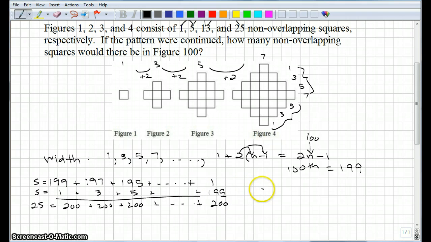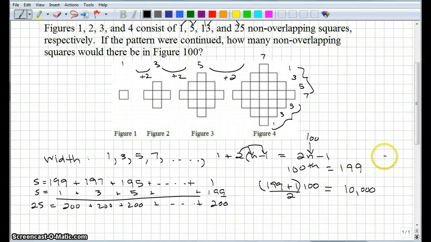Okay, so there's also a formula that is derived from this reasoning, but we take the first number, which is 199, plus the last number, which is 1, times the number of numbers, which is 100, and we divide it by 2. And if we do that, this is just 200 divided by 2, so it's 100 times 100, which is just 10,000. Okay? All right, so there'll be 10,000 squares above the middle width, above the longest one in the middle.